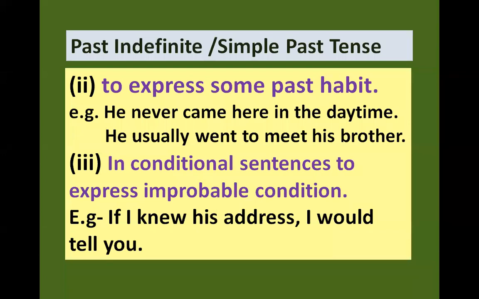Then in conditional sentences, to express an improbable condition, if you remember, it is type 2 of the conditionals. If I knew his address, I would tell him. So it is if I knew, not if I would know. When you are expressing a condition, simple past is to be used for an improbable condition. In type 2 conditionals we use simple past, and it is followed by I would tell you. So simple past is again followed in the main clause.